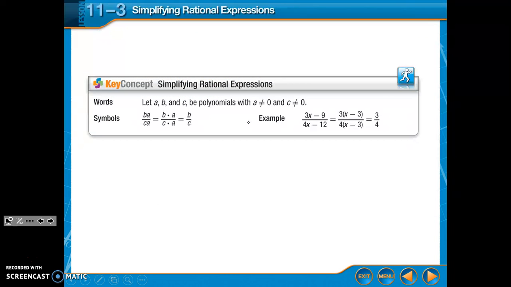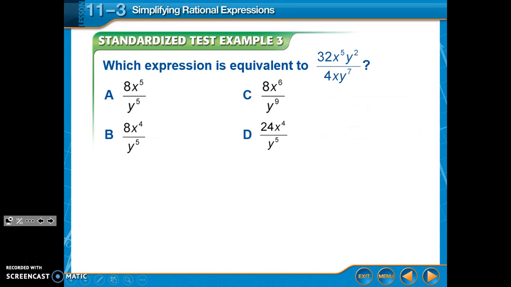Okay, so if we want to be able to simplify a rational expression, let's let A, B, and C each be polynomials, where A and C are not equal to 0 because they're in the denominator and we can't have that. So, for example, here, let's say I have this. I have the same thing in top and bottom, and they can cancel out, and I'm just left with 3 over 4. So what I want to do is factor the numerator and denominator of a rational expression as much as I can, so I can see if I can cancel anything. All right? So we want to know which expression is equivalent to this. So I'm just looking to see as much as I can simplify.